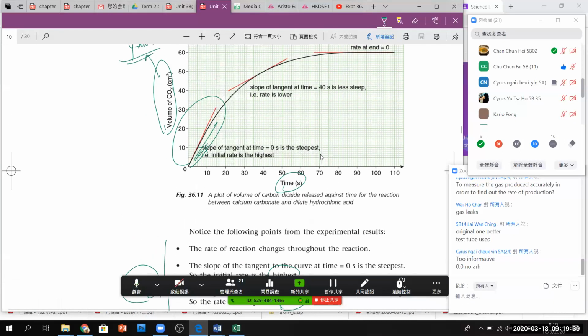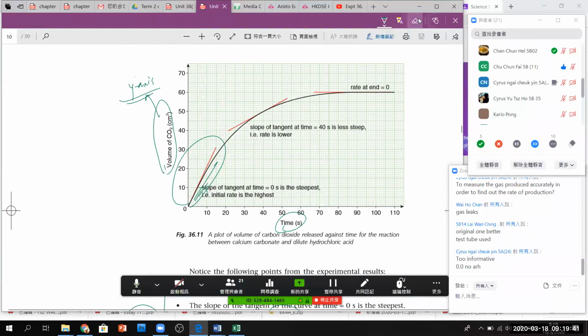Why? Can you tell why we have got that curve, but not a straight line? Instead, it is a curve. At this moment, why is the reaction very fast? It's the fastest, right? Why? Let's check in.